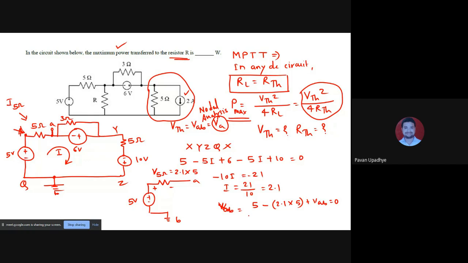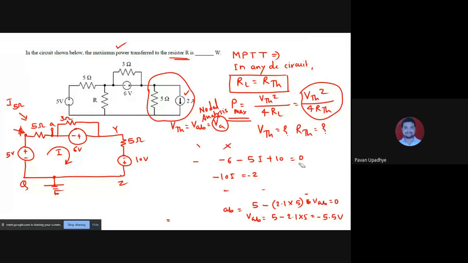So minus VAB is equal to 0. So VAB is equal to 5 minus 2.1 into 5. This gives me minus 5.5 volt. So VAB, that was supposed to be found out firstly, is found out, and VAB is VTH. Okay, so it is minus 5.5. Now we shall note the value of minus 5.5 and we shall look at finding out RTH.